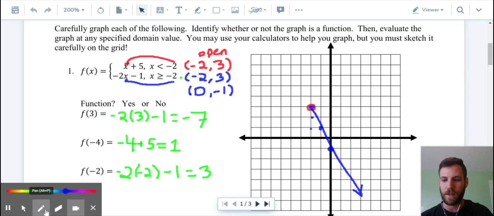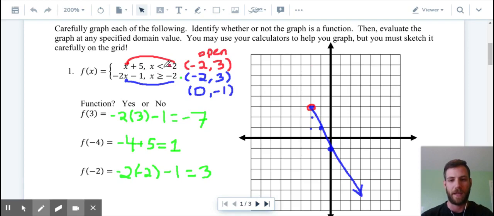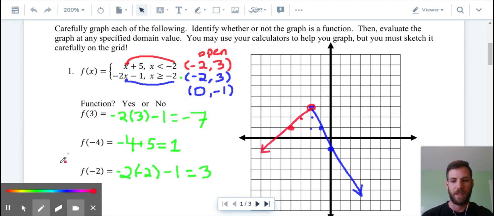Now for the red graph, I have to pick a point lower than negative 2, so I could pick negative 4. Negative 4 plus 5 is 1. So negative 4 comma 1 will be right here. And my slope is also just a 1, so I could just go down 1 and left 1 as well. And I'm just going to draw my line through those points. And I have a fairly accurate picture of what my graph would look like in graphing this function.